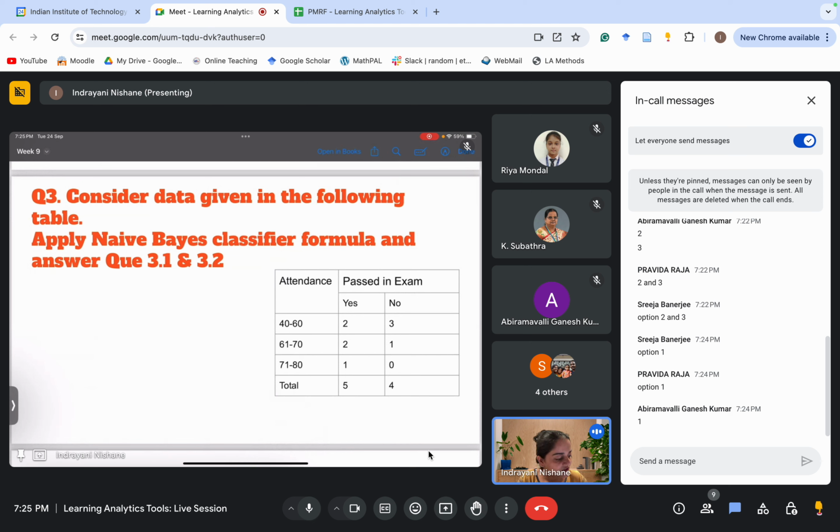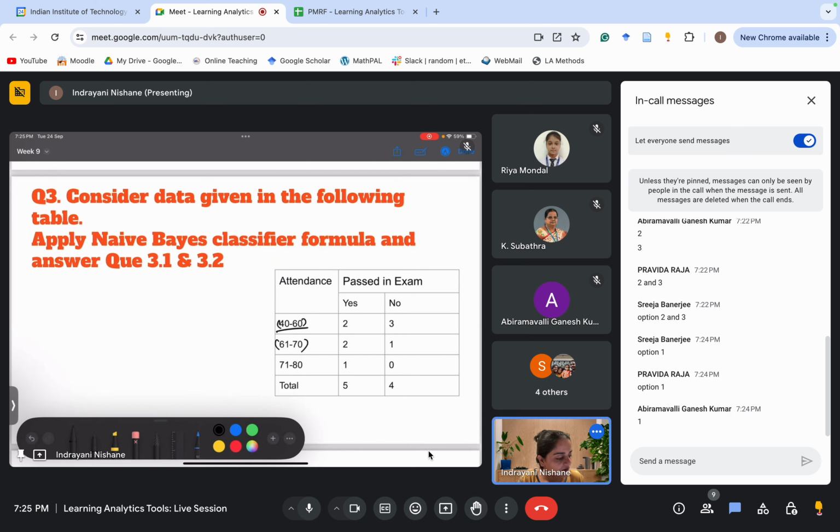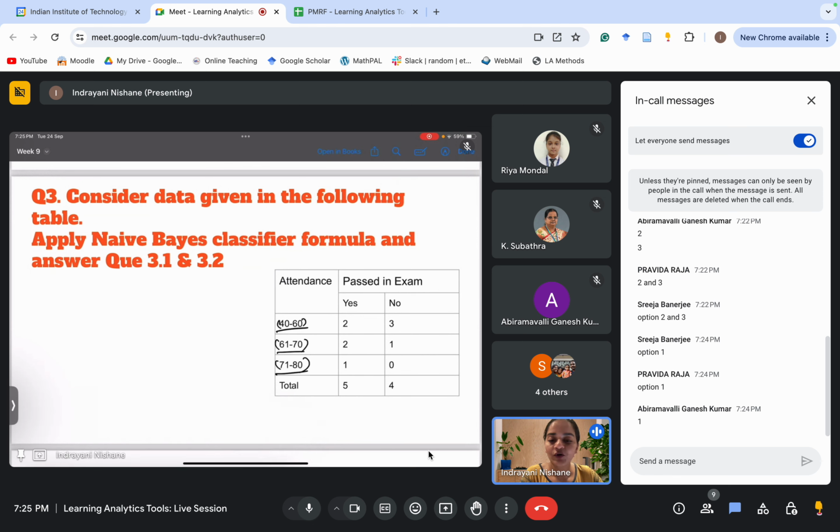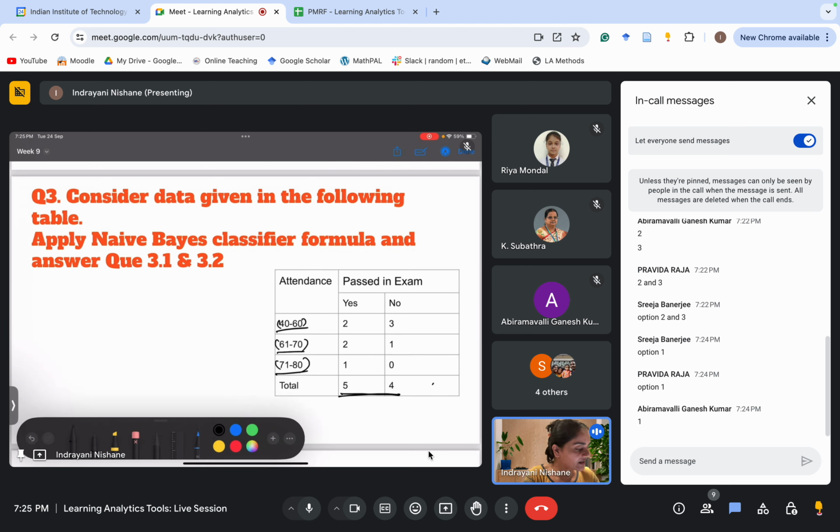They have given us the range and the count, the frequency count. In the naive Bayes classifier, this frequency count plays an important role, because all we are computing here is probability, and probability is nothing but frequency divided by the total number of samples which we have.